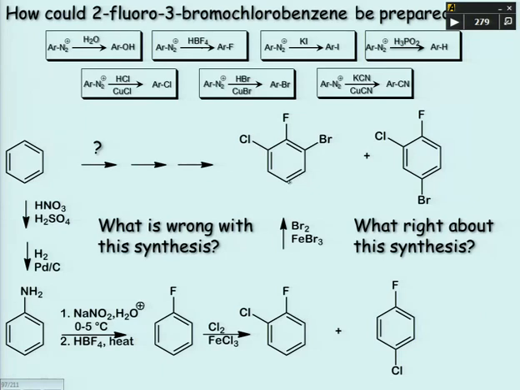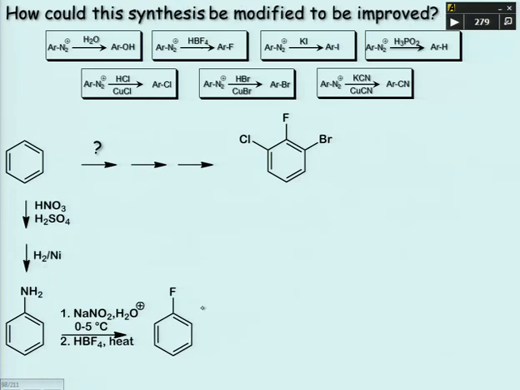Well, as someone mentioned earlier, let's block the para position. And that's a good strategy. But whatever we block the para position with, we've got to be able to get rid of it. And there aren't a whole lot of things that will do that. Okay, so we'll keep the good step, the fluorination.